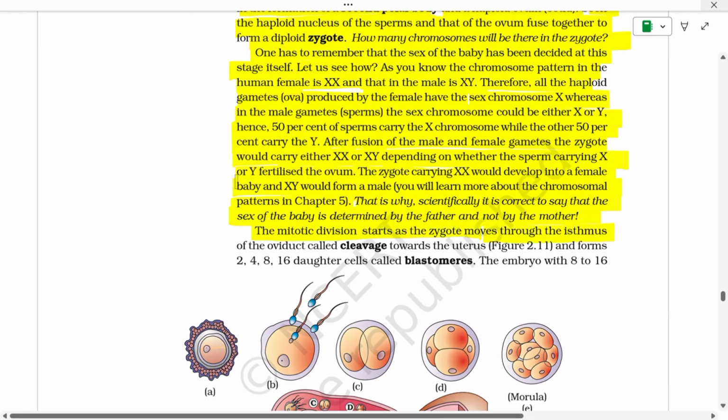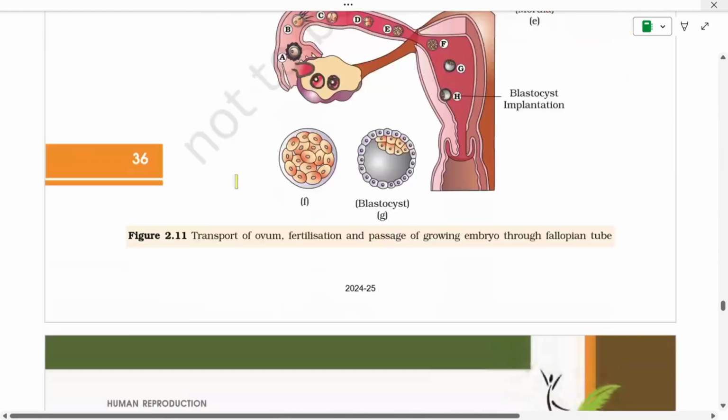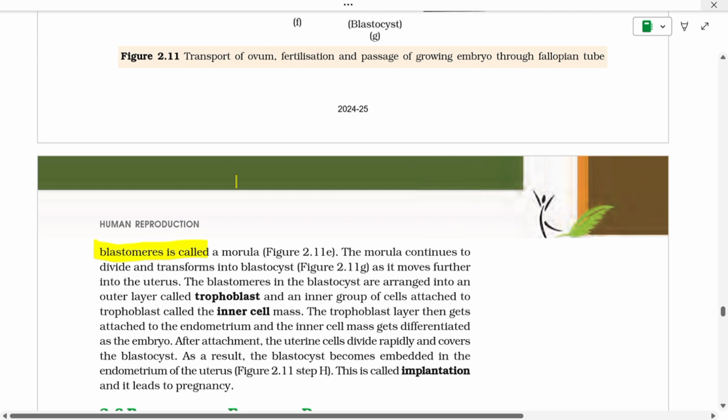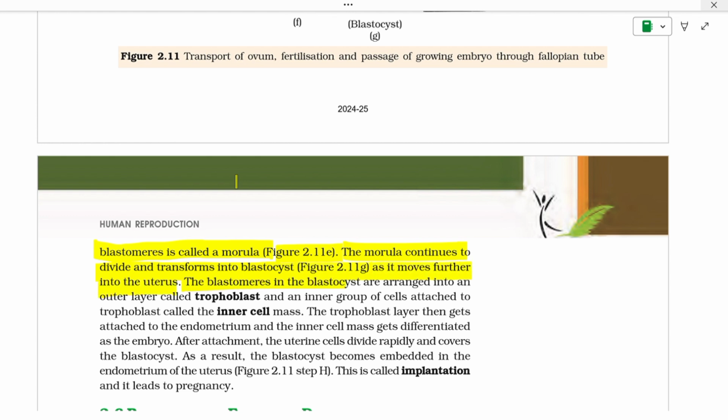The mitotic division, called cleavage, starts as the zygote moves through the isthmus of the oviduct towards the uterus, figure 2.11, and forms 2, 4, 8, 16 daughter cells called blastomeres. The embryo with 8 to 16 blastomeres is called a morula, figure 2.11e. The morula continues to divide and transform into a blastocyst, figure 2.11g, as it moves further into the uterus.